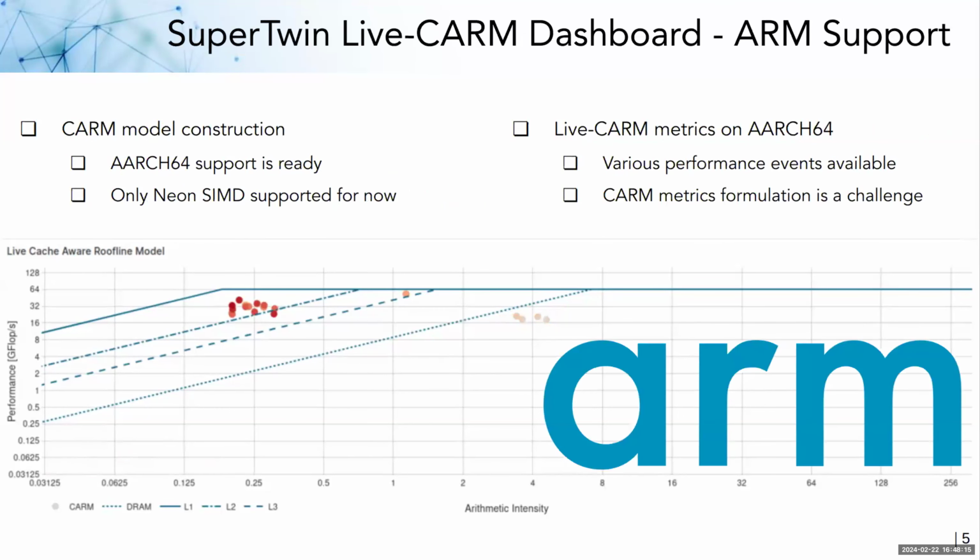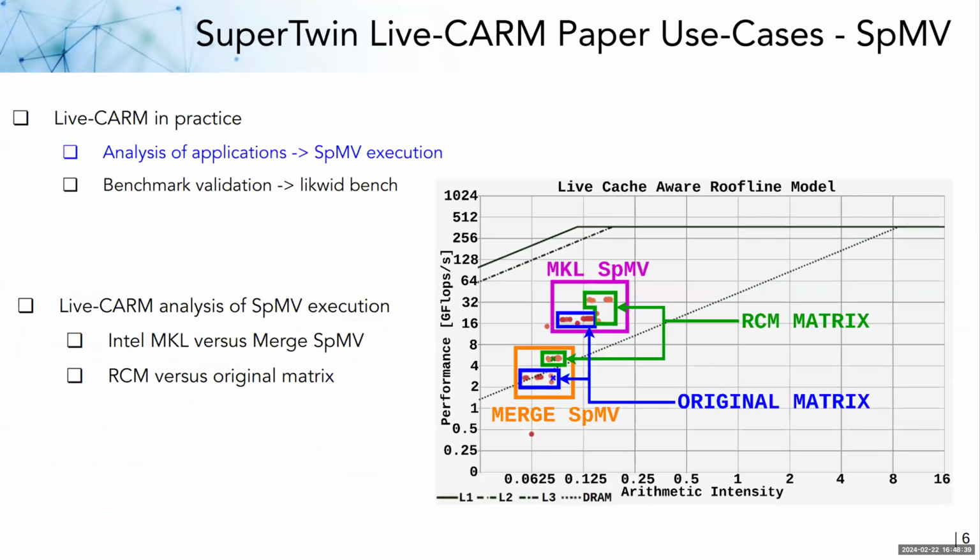And besides support for x86 CPUs, we also have support for ARM CPUs in the works, with some tests that include Scalar and Neon SIMD benchmarking. However, the live version is not very much ready yet because we have problems calculating the CARM metrics with the available metrics of ARM systems. So this is still in the works.